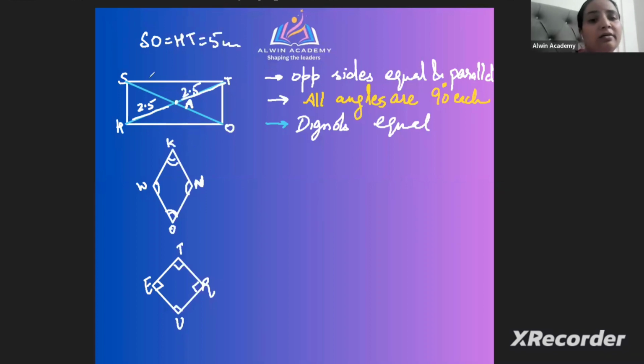And this SA and AO, they'll both also be 2.5. So this means all the segments of the diagonals here are also equal. Because the diagonals are equal, their halves are also equal. Is it right or not?